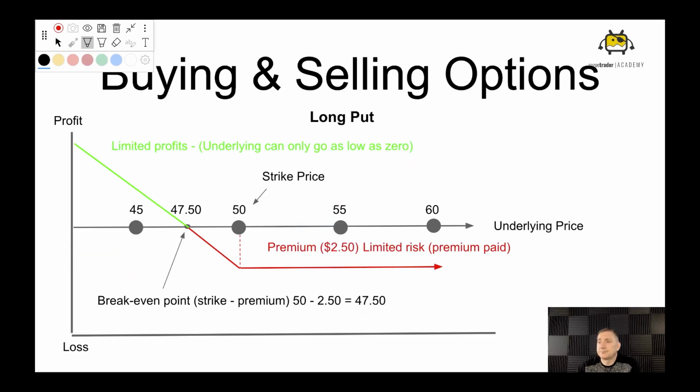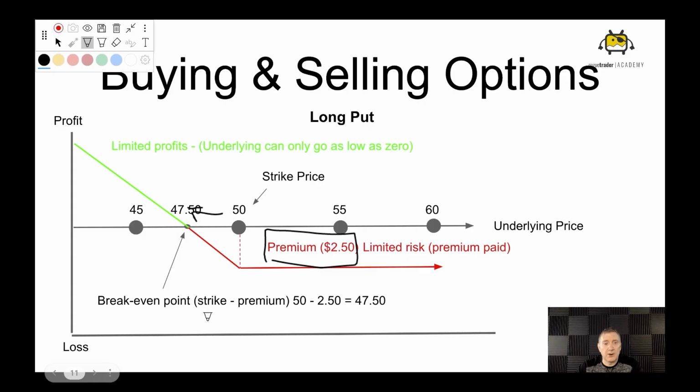Now, let's talk about long a put. It's the exact same thing. We just kind of flip the chart over, and that's what we get. Here, we want the darn thing to go down if we buy a put, right? If it's a $50 strike, we have to pay a premium again. We always got to pay a premium. We always got to pay the piper. So we paid $2.50 for this premium. That puts us down to $47.50 as our break even.